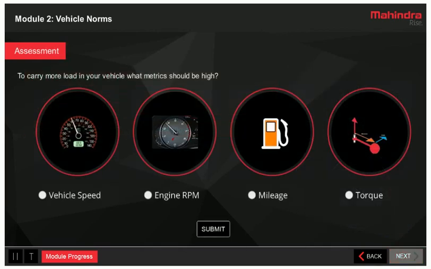You have understood about the various metrics. Let us quickly check your understanding about the same. Please have a look at the question on the screen. Click on the answer image of your choice. Click on the Submit button after selecting.